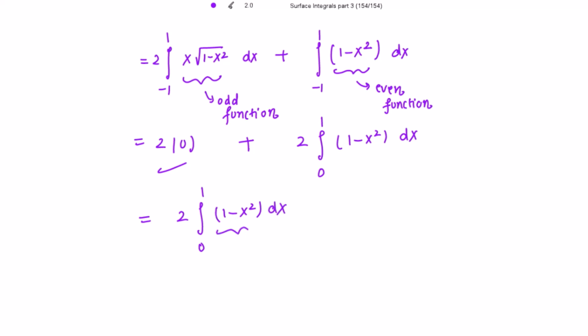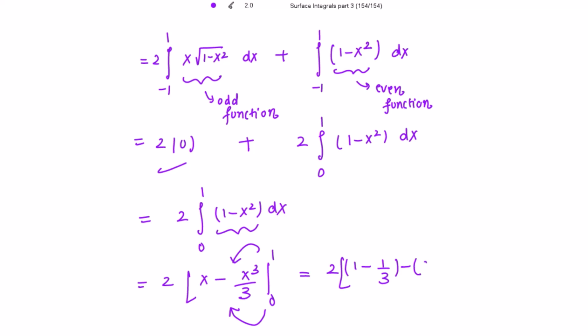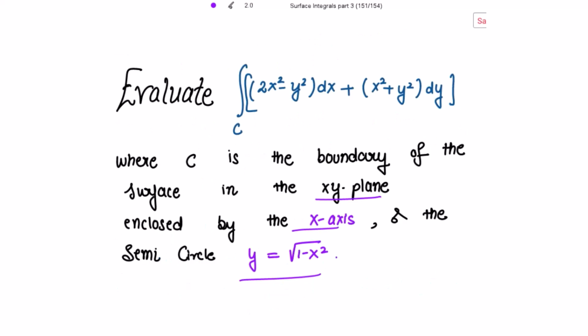Now integrating with respect to x, the integral of 1 is x, minus the integral of x², which is x³/3, with limits from 0 to 1. So this is twice of, putting the upper limit for x, 1 − 1/3, minus, putting the lower limit, 0. So this is twice of 2/3, and we get 4/3, which is the required answer for this line integral. So we have evaluated this line integral to be equal to 4/3. Okay, thank you. Stay blessed.